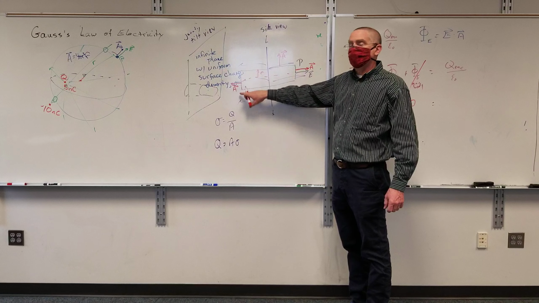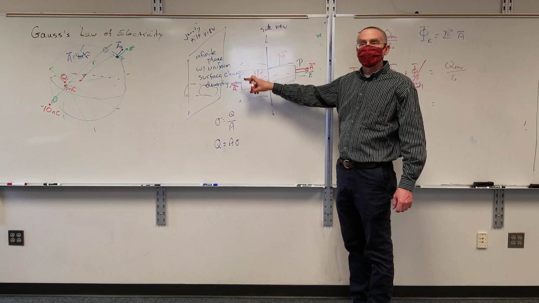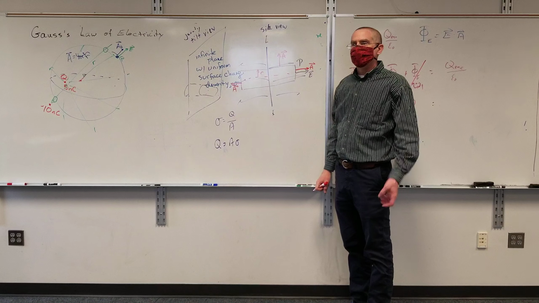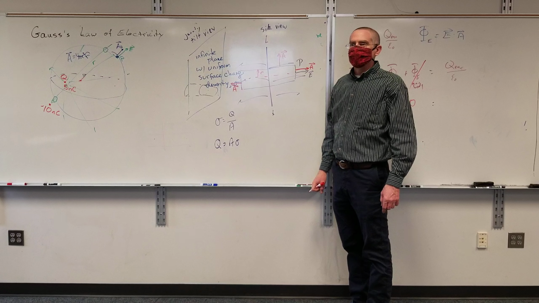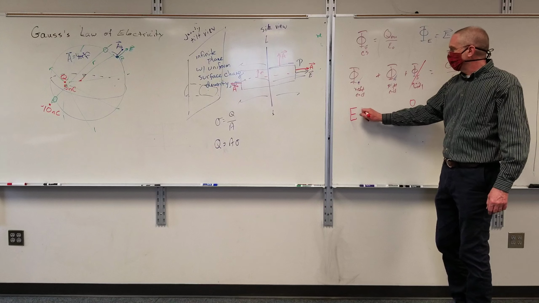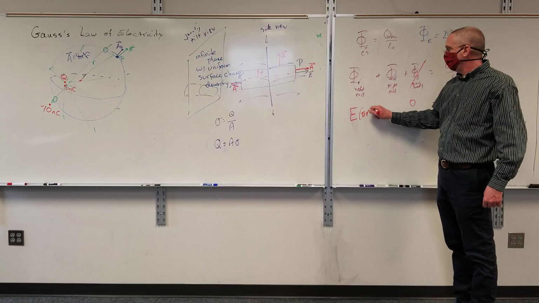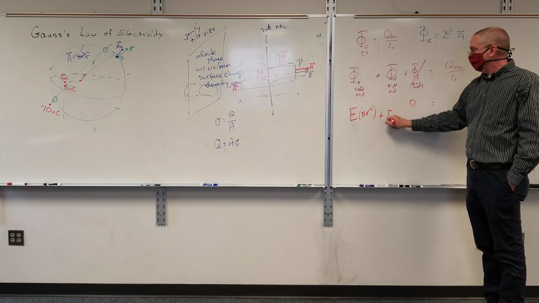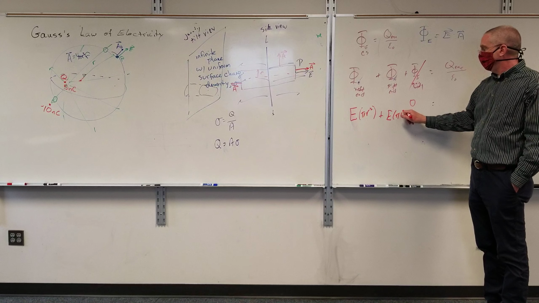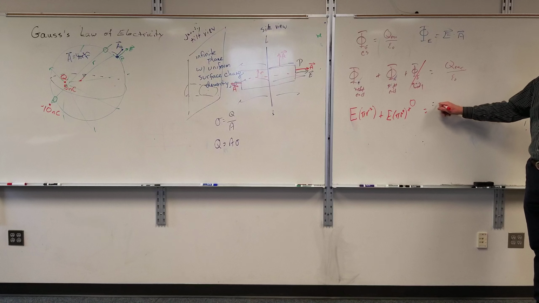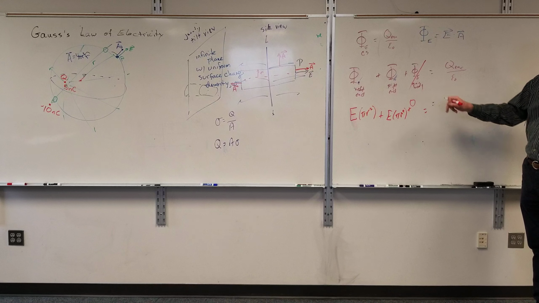What is the area of my left end or right end? 2 pi r? The other one. Pi r squared, yeah. Yep, that's it. So this is E times pi R squared, plus over here, it's the same area, E times pi R squared, plus 0, is equal to my enclosed charge, which is just my area times sigma.